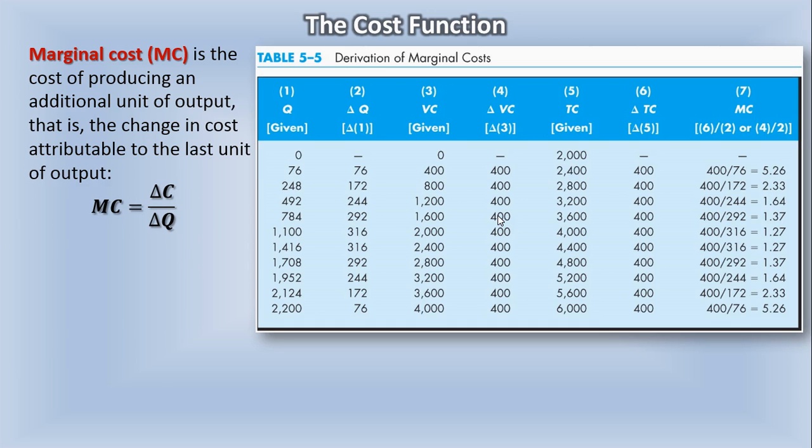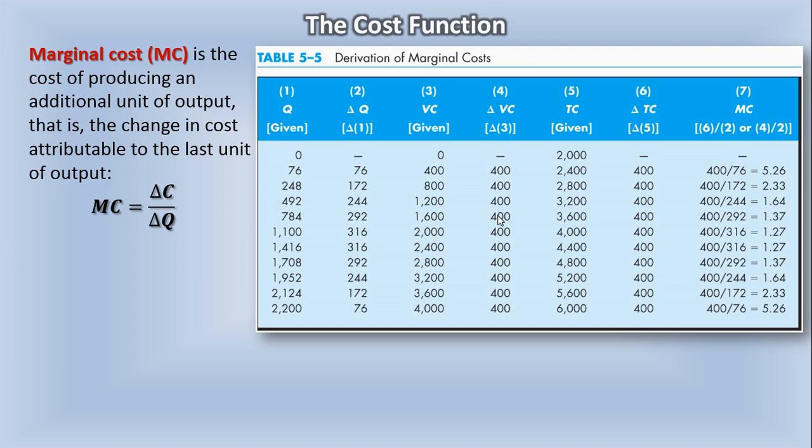So again, here's our output. Here's our change in quantity from 0 to 76 units, which means that we've hired one person. Their marginal product of labor is 76 units. The variable cost is 400. So the change in output is 76 units. The change in costs is $400, going from 0 to 1 unit.